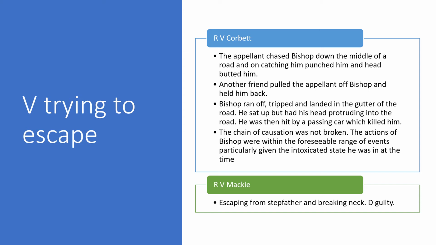Now, although this was not foreseeable in the truest sense, perhaps, the chain of causation was not broken because it was within the foreseeable range of events, given the circumstances and the intoxicated state the victim was in at the time.